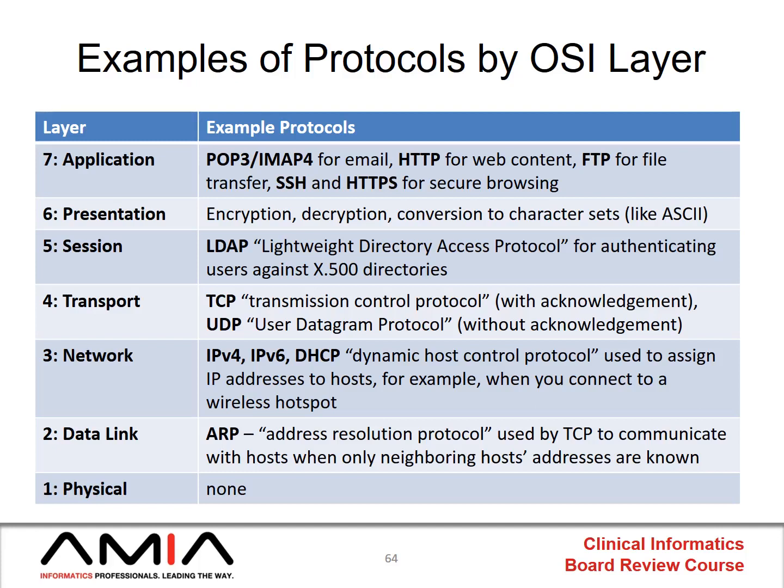The fact that your router uses Dynamic Host Configuration Protocol to basically lease those spots in the IP namespace takes place at this level also. So all of those, IPv4, IPv6, and DHCP, take place at the network layer. At the data link layer, the only one that I could come up with was ARP, the Address Resolution Protocol. This is used by TCP to communicate with hosts only when it can't reach them directly, but only through the neighboring hosts. And then finally, the physical layer. I couldn't think of a protocol that takes place at the physical layer, even though I'm sure there are some.